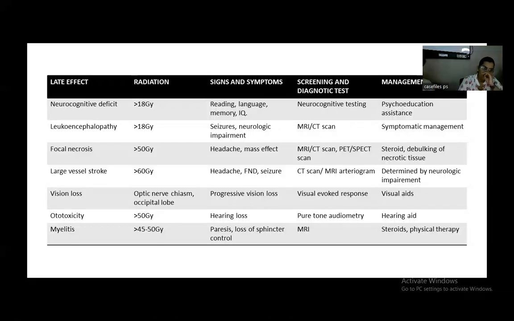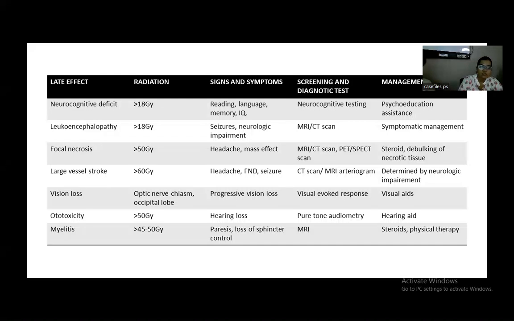Leukoencephalopathy can present as seizures and neurological impairment that can be screened by MRI and CT scan, and we usually give symptomatic management for these patients. Then next is focal necrosis that can present as headache and mass effects, which can be screened by MRI, CT scan, PET, SPECT scan. For focal necrosis, we usually give steroids and we consider debulking of the necrotic tissue.